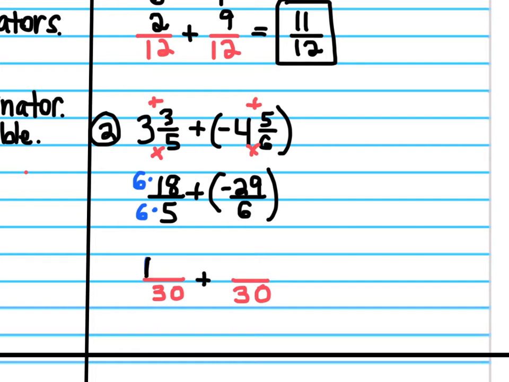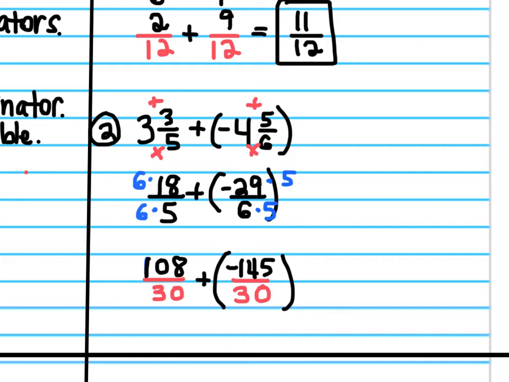Oops, let me use regular. Okay. And now you do the same thing to the second fraction. Here, 6 times 5 is 30, so put times 5. And then you do negative 29 times 5, and that's going to be negative 145.